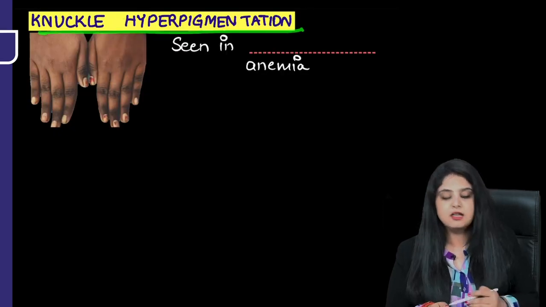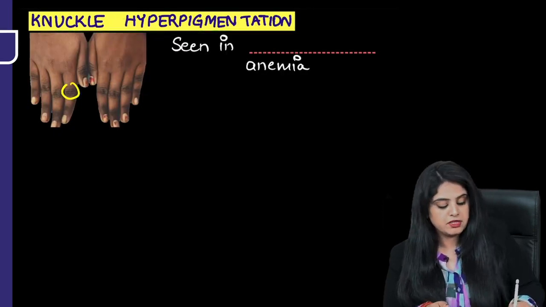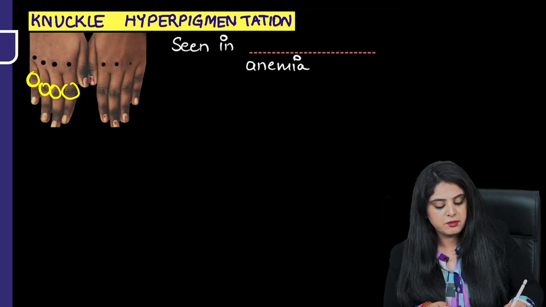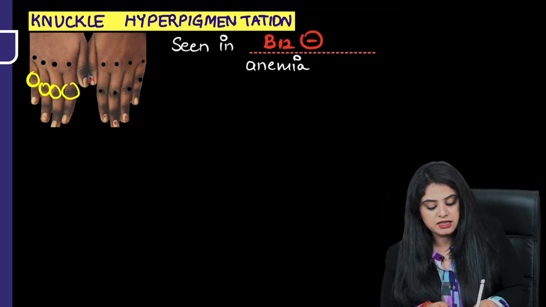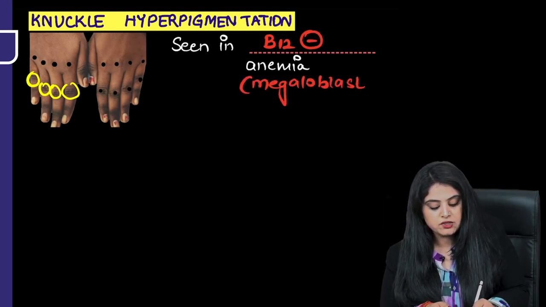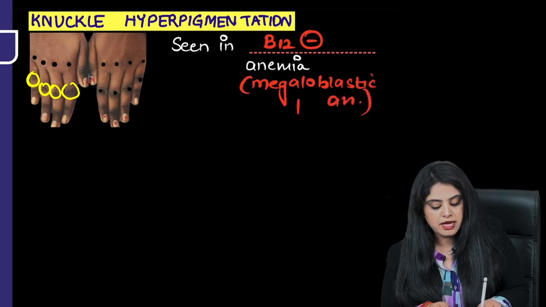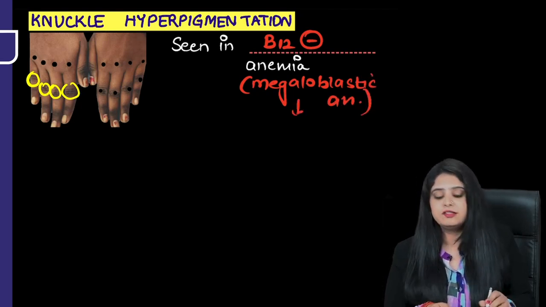Can you answer this? Knuckle hyperpigmentation. I'm seeing hyperpigmentation of the interphalangeal joints. I will also see an element of hyperpigmentation on the knuckles. So when you see this kind of hyperpigmentation pattern, you have to think of B12 deficiency anemia. That means you are thinking of megaloblastic anemia. So what are the changes that you see in megaloblastic anemia? What kind of an anemia is it? Macrocytic.